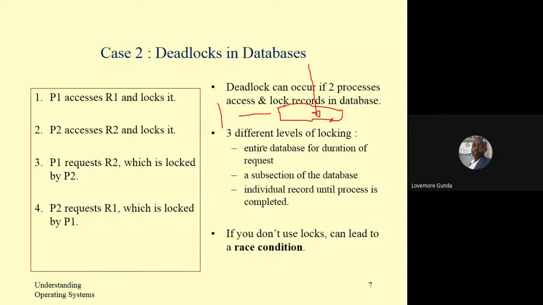But now let's assume that you are sharing this file. So user number one opens the file and locks it for editing, let's say. That means if you want to access file number one, you will not access it. So whatever you wanted to do, if it is dependent on the availability of file number one, it means you cannot proceed, right? So there are 3 different levels of locking. One, the entire database can be locked for the duration of a request, or a subsection of the database, or an individual record can be locked, right?